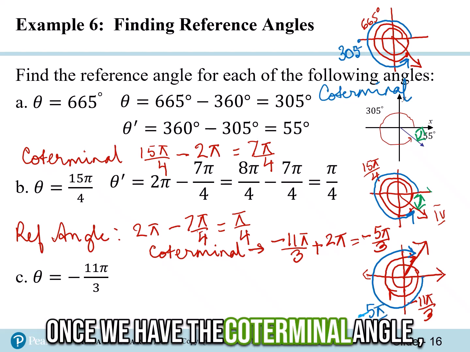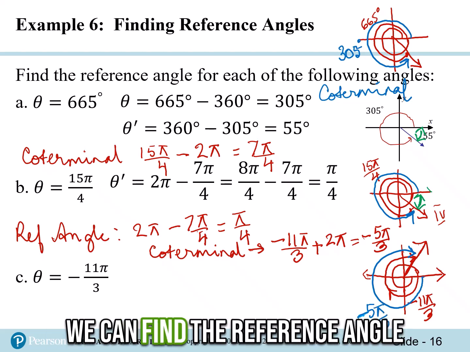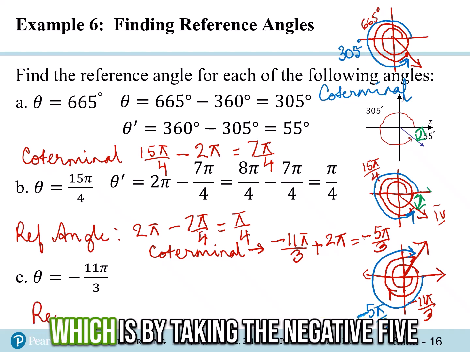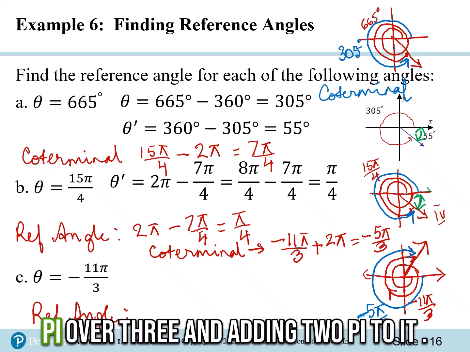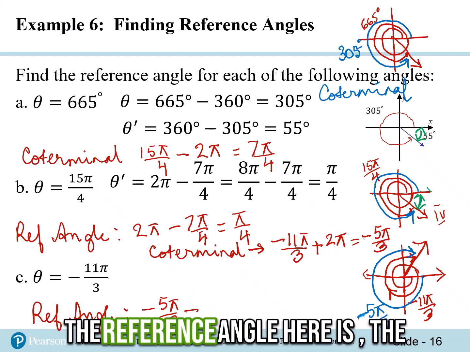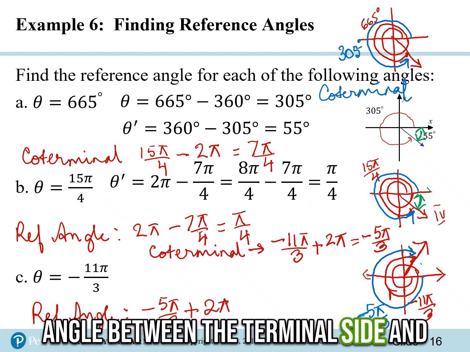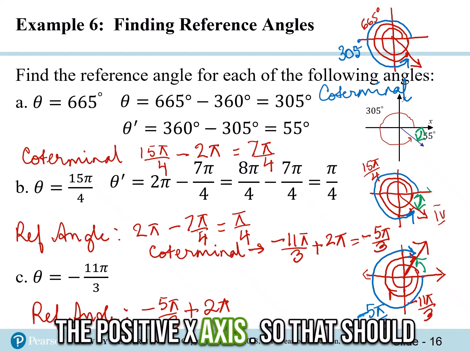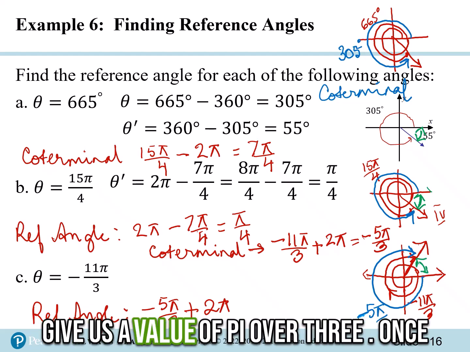And once we have the coterminal angle, we can find the reference angle, which is by taking the negative 5 pi over 3 and adding 2 pi to it. The reference angle here is the angle between the terminal side and the positive x-axis. So that should give us a value of pi over 3.